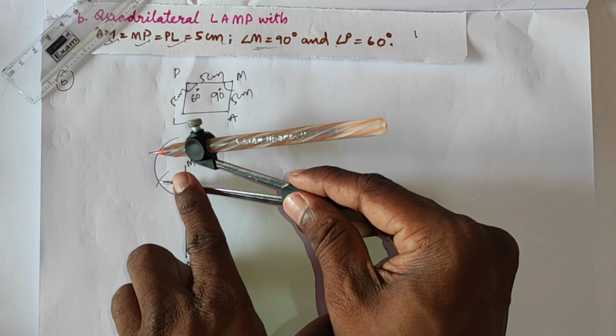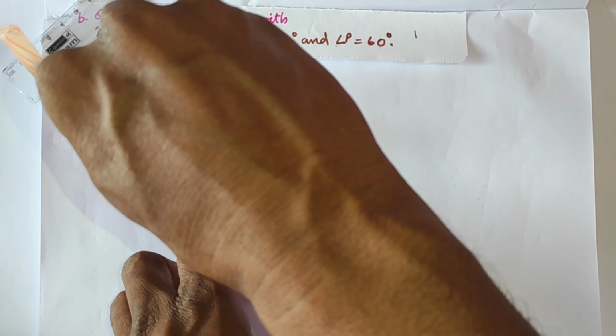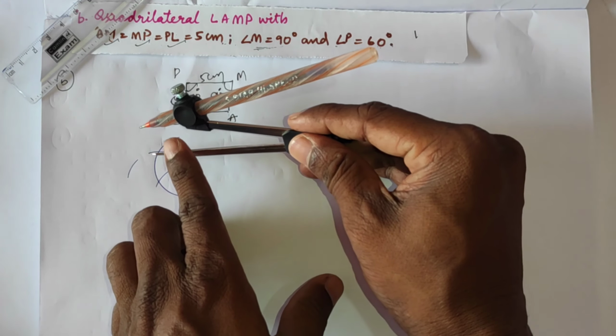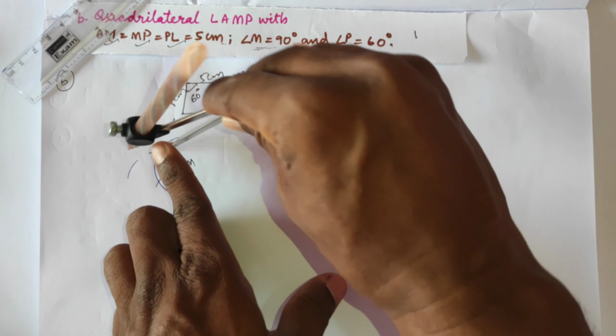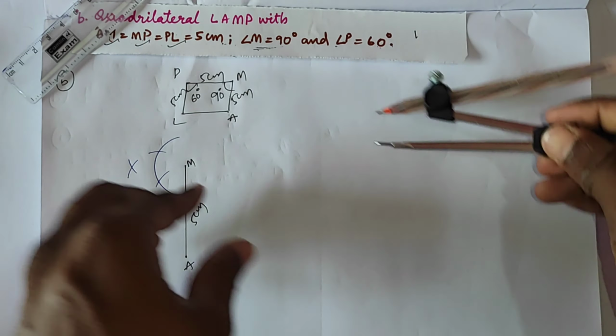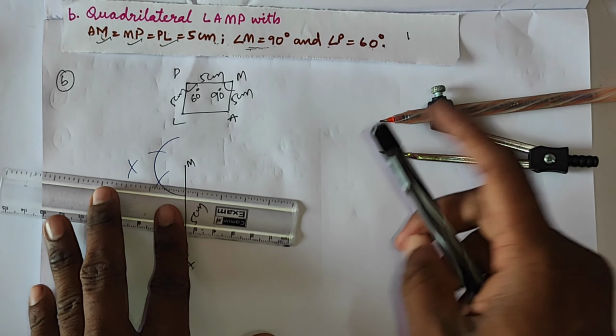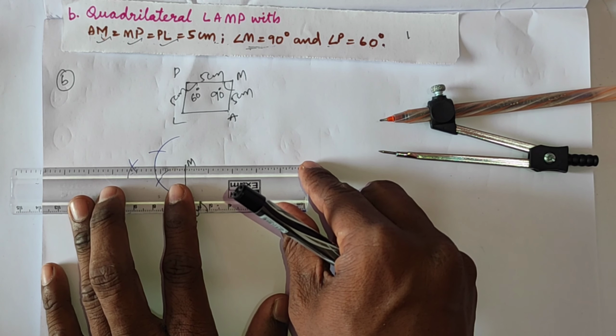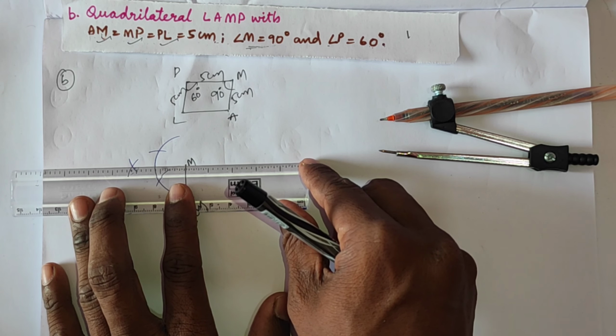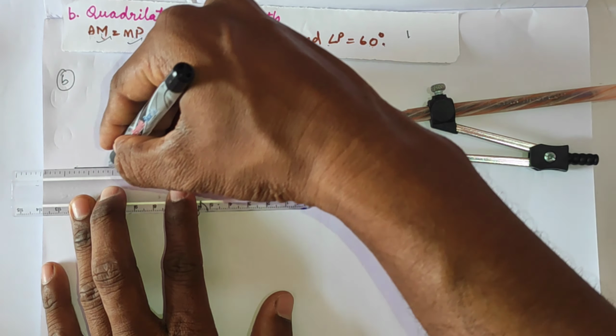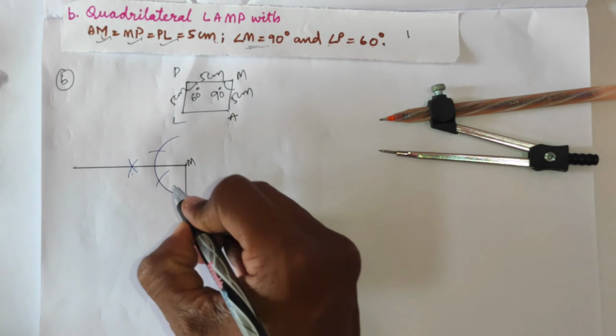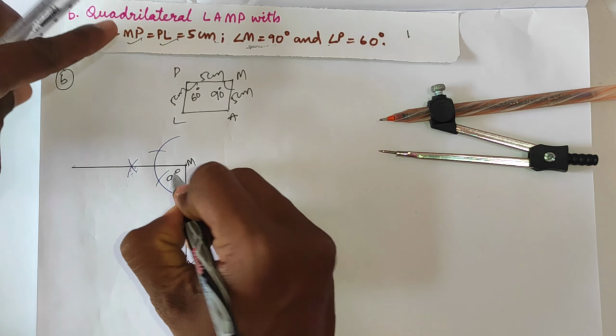Now taking 60 as the center, draw an arc. Now taking 120 as a center, cut that arc. Yes, we got the intersecting point. So this angle is known as 90 degrees. We got 90 degrees here.